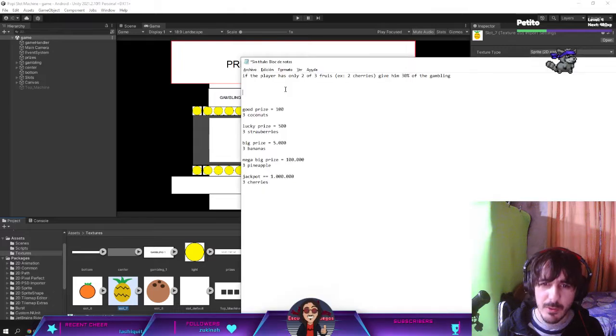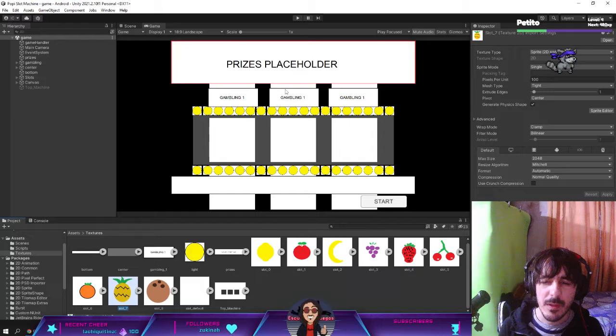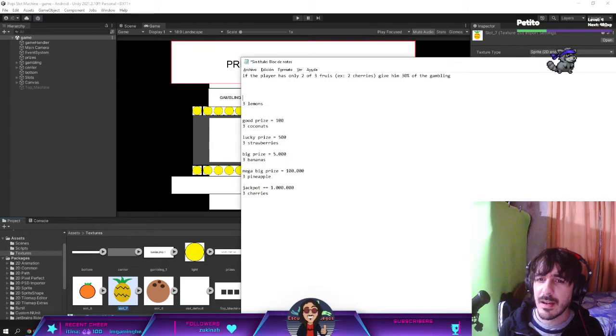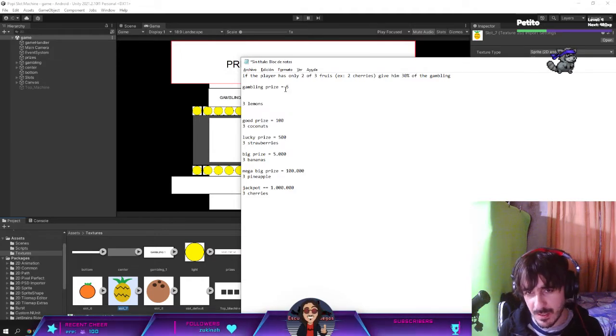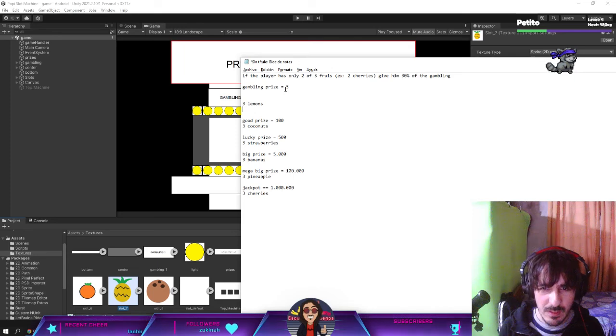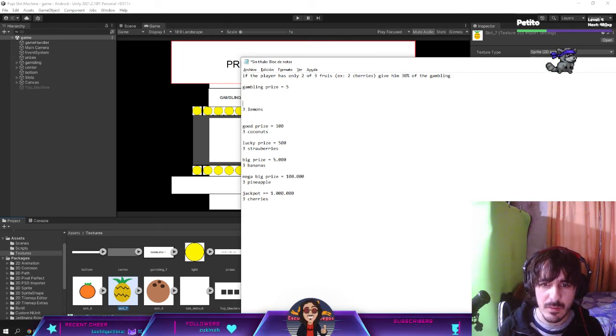First, the lemon. 3 lemons will be equal to, I have to determine the price of gambling. Gambling price, this is just to start the logic. I will change it. 5. If this is 5, 3 lemons will give you 7. 7. Okay.